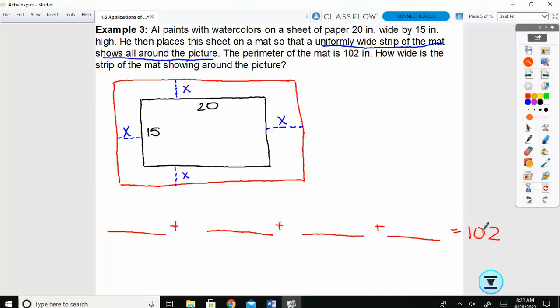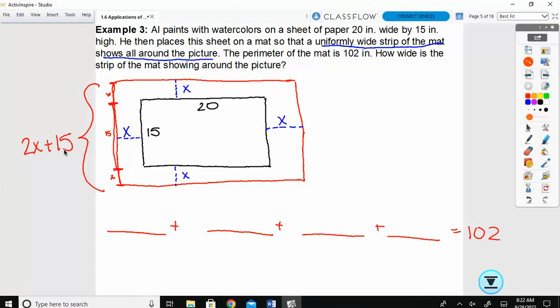So the picture itself is 15. How far is it from here to here? X. That's X. How far is it from here to here? 15. How far is it from here to here? X. So all together, how long is that side? 2x plus 15. You have the 15 you started with and you add an X on each end. So visually.